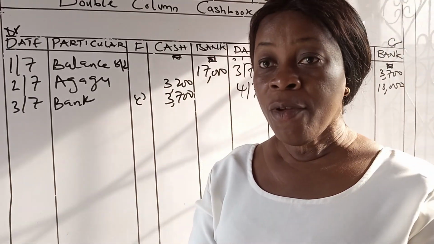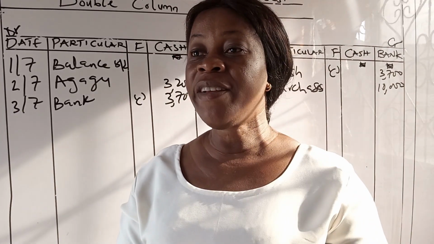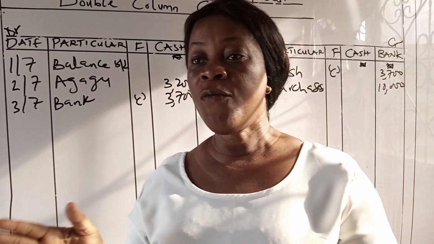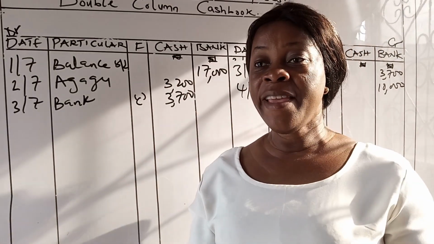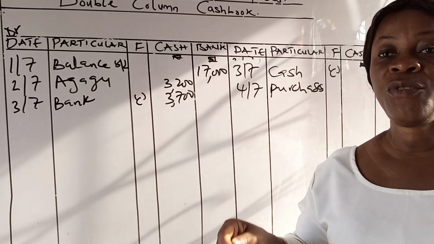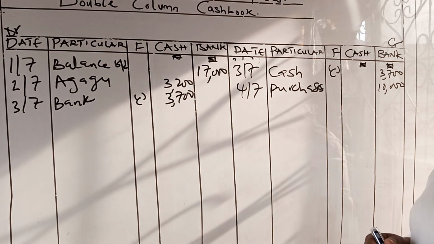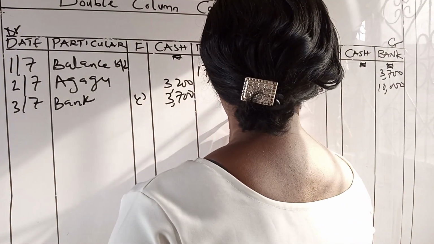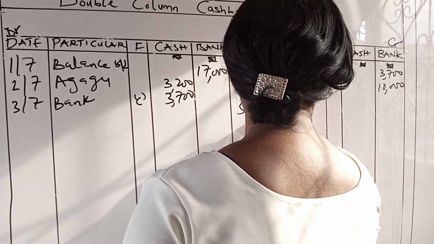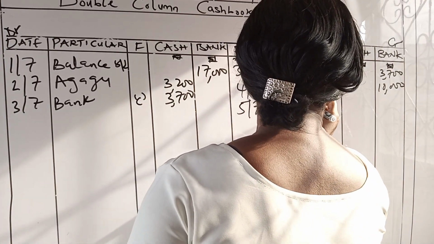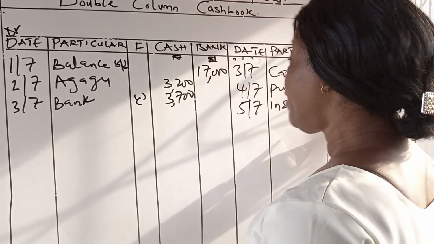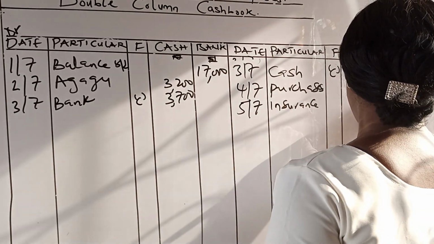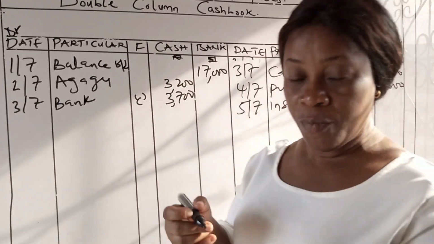July 5, paid insurance of 300 naira by cash. So payment of insurance, that's a decrease in the cash balance. So as a result of that, it will be recorded on the credit side. So the nature of the transaction is insurance. So the amount of 300 naira will be written under cash column.